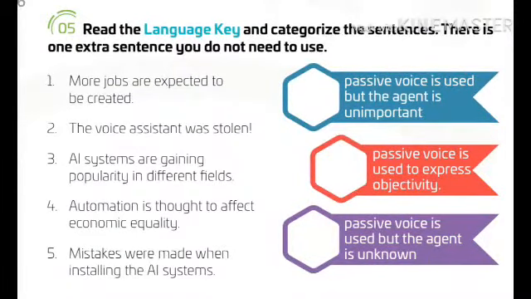Okay, and here we have three options in three banners. Let's say passive voice is used, but the agent is unimportant. And you have to tell me in which sentence this is true, okay? So you are writing the number, and agent is equal to subject, okay, for this exercise.